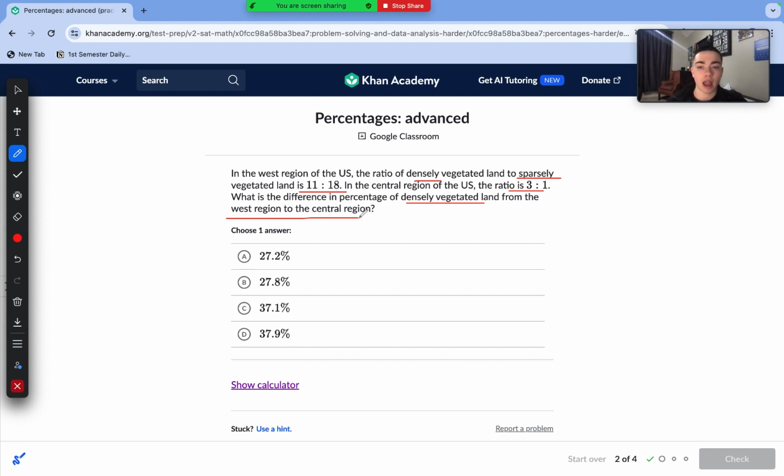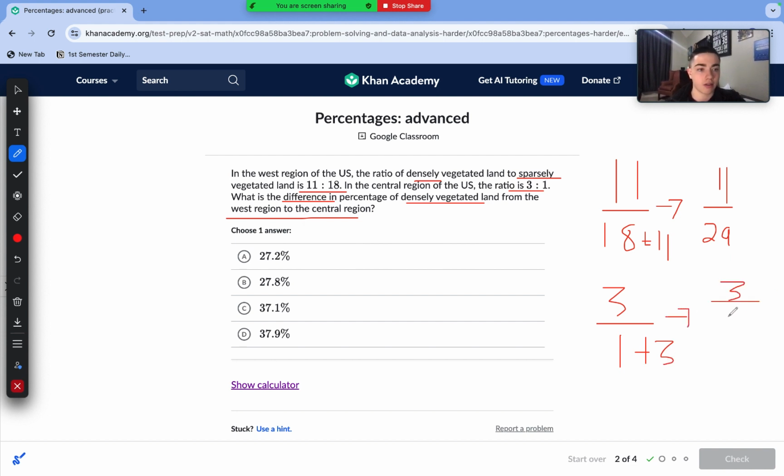Here we need to create percentages from each of these ratios, and then from those percentages we're going to find the difference, or subtract them, at the very end. So firstly, densely to sparsely for our west region is 11 over 18. The percentage of densely vegetated land is going to be out of the total. So we need to add 11 to our denominator. The percentage for the west region is going to be 11 over 29. And for the central region, it is 3 over 1. We just need to add 3 to our denominator, so 3 out of 4 parcels of land are densely vegetated.